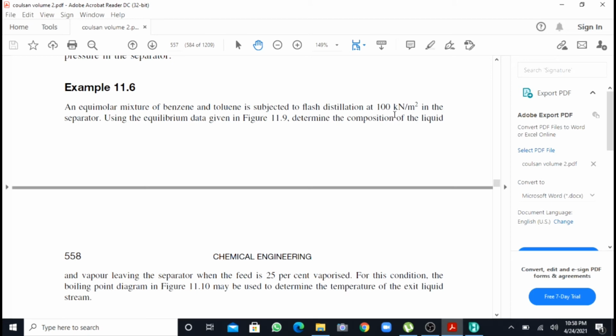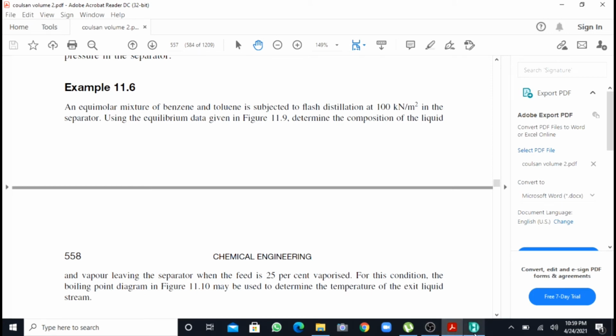Two things have been given to us. One is the pressure, that is 100 kilonewton per meter square, and the other is that the vapor that will be produced is 25% of the feed. So if we have 100 kg mole of feed, 25% means 25 kg mole will be vaporized, or we will get it in the top product. The top product will be 25 kg mole, and the bottom product will be 75 kg mole. In this question I am going to find the composition of the top product and the bottom product.